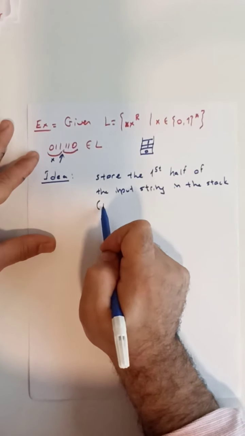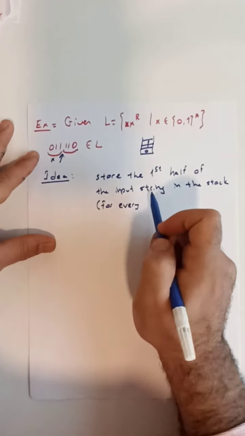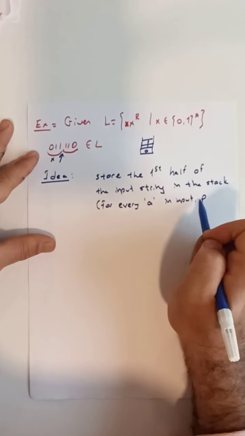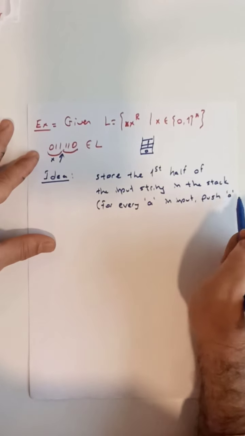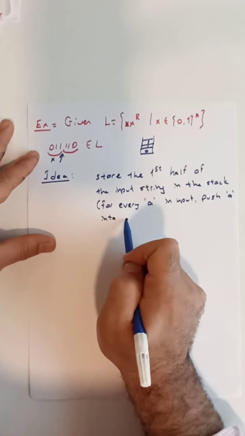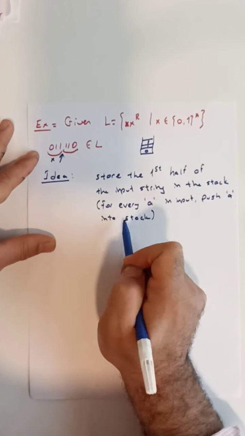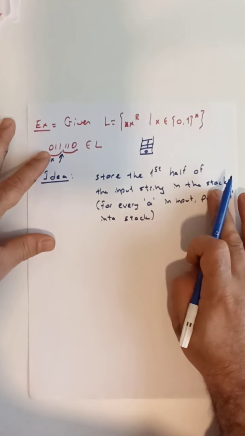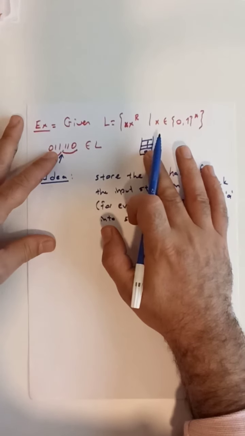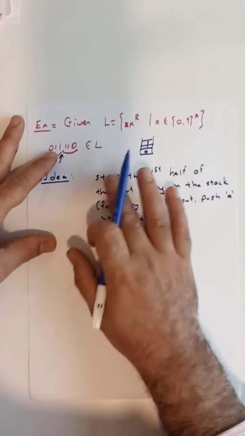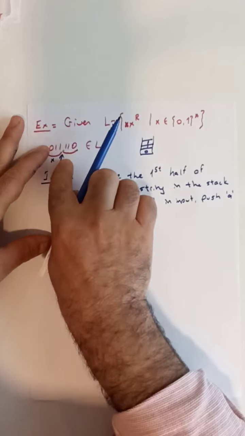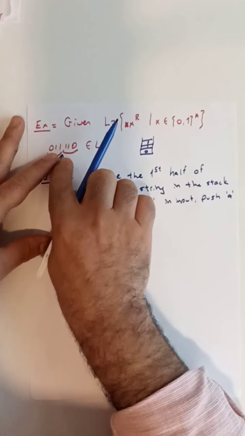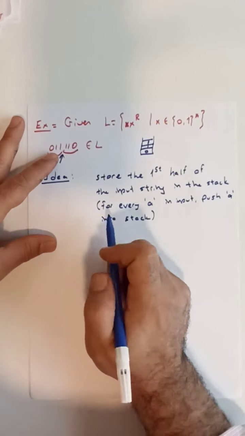How can we do this? For every symbol A in the input, push that symbol A into the stack. This is what we do. We keep on repeating this operation. Whatever symbol you see, you simply push it on the stack. We repeatedly do this until we reach the middle of the string, and at the middle of the string, we can make a non-deterministic guess about it.